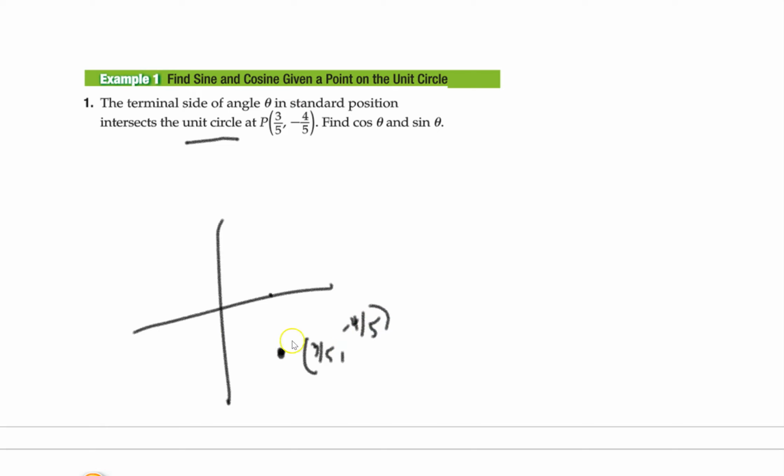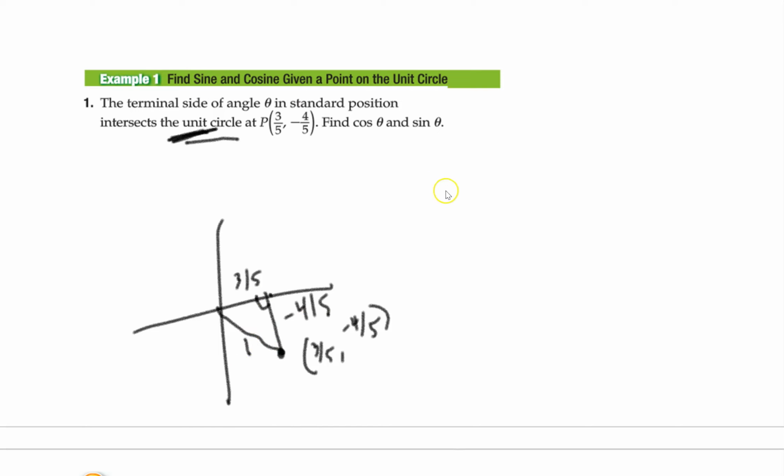And we do what we always do. Connect it to the origin and connect it to the x-axis. Right, and if I do that, how much moved over here is my x value, so 3/5. How much moved up and down is my y value, so -4/5. And since this is a unit circle, my radius is going to be 1. I could do a squared plus b squared equals c squared, but I'm telling you right now it's going to be 1.